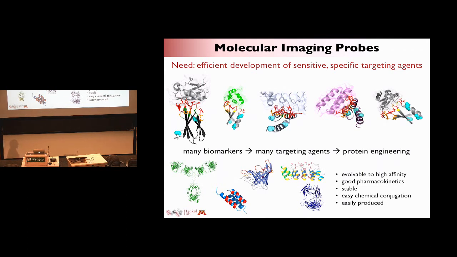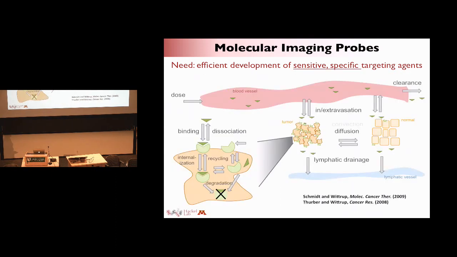But in short, what we want are molecules that are evolvable to whatever the appropriate affinity is. And for these oncology applications, for imaging, high affinity is what's needed. We need good pharmacokinetics, and we'll discuss shortly what we mean by that. Of course, we want them to be stable to work with both at the production level but also inside the human body. We need to be able to put our reporter molecule attached to this delivery agent, and so easy chemical conjugation is beneficial. And of course, if it's easy to produce, that's convenient as well.